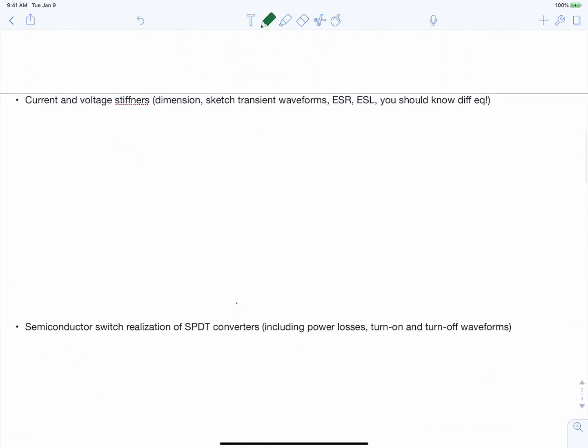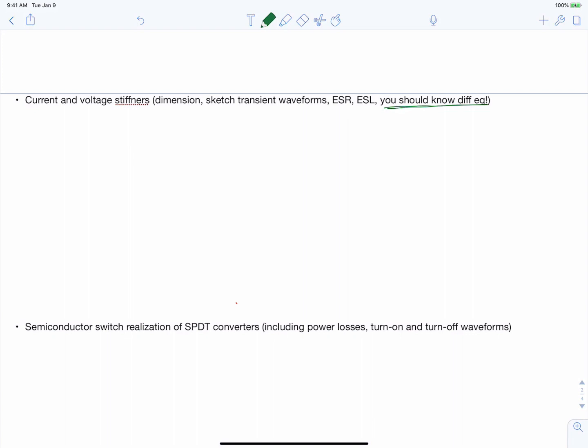Next, we've talked about current and voltage stiffeners. These are capacitors and inductors, and how to dimension them. That means how to calculate the required value of capacitance and inductance. We've sketched transient waveforms when considering these devices in real life, considering the ESR and ESL. And at this point, you really should know the differential equations for these devices.